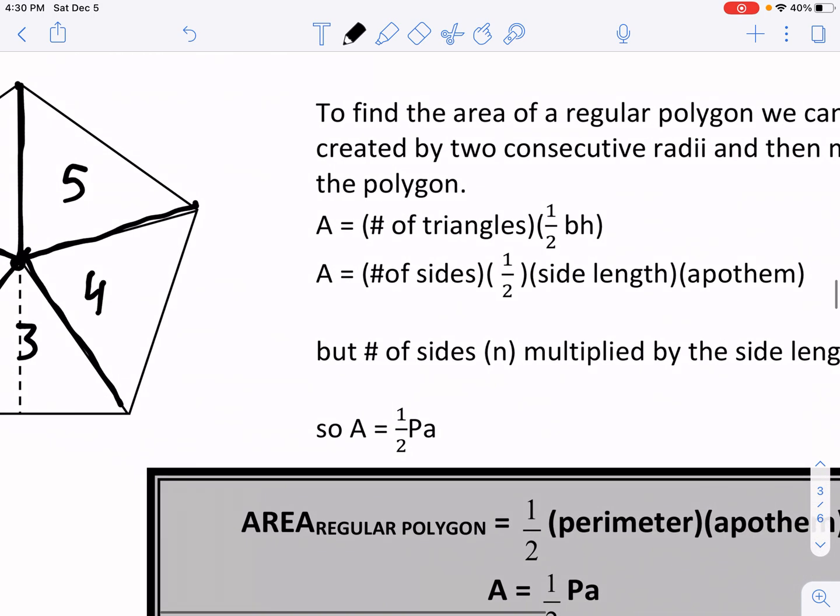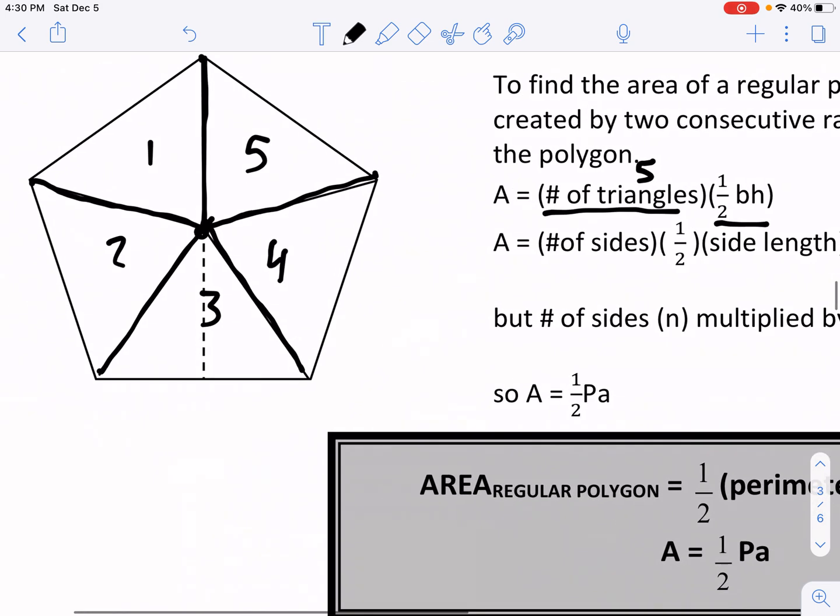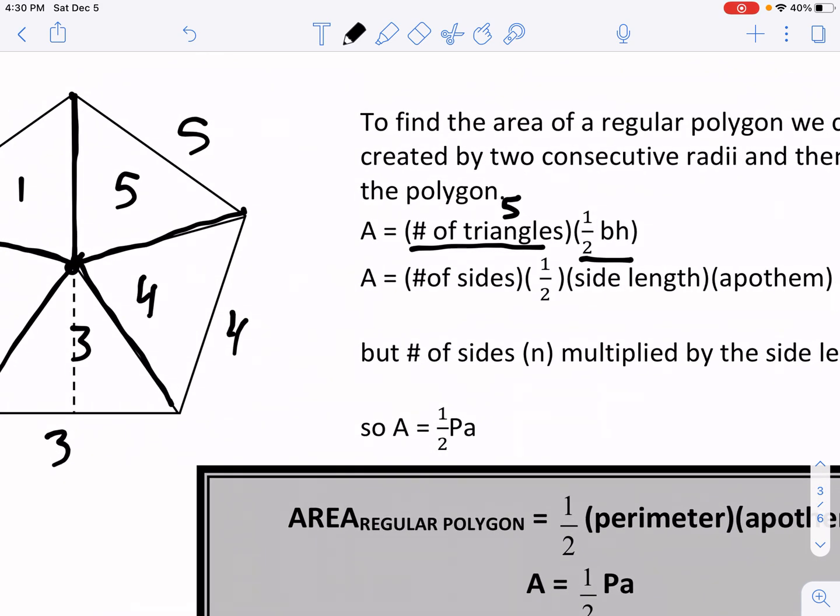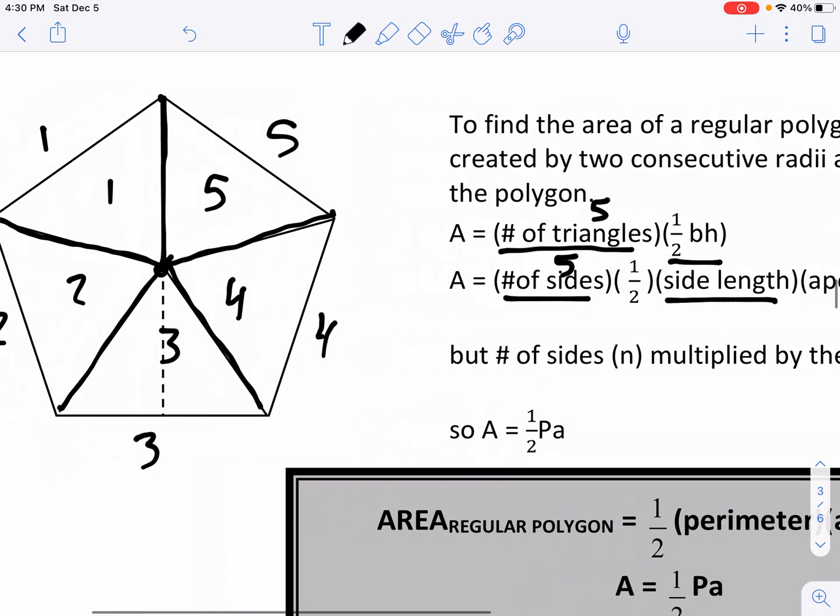So that's where this idea starts, is that if I take the number of triangles, in this case 5, and multiply that by the area of one triangle, which would be 1/2 the base times the height, that would give me the total area of our pentagon, okay? But notice the number of triangles matches the number of sides. We have 5 triangles and 5 sides. So instead of saying the number of triangles, we could just say the number of sides, which is still 5, multiplied by 1/2.